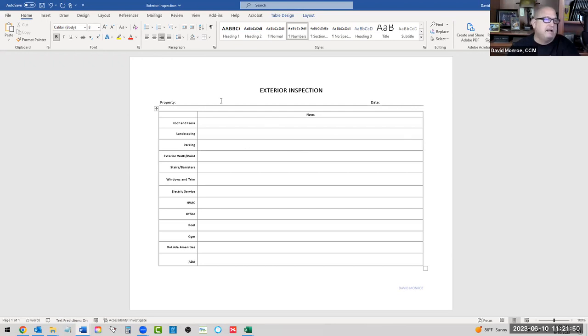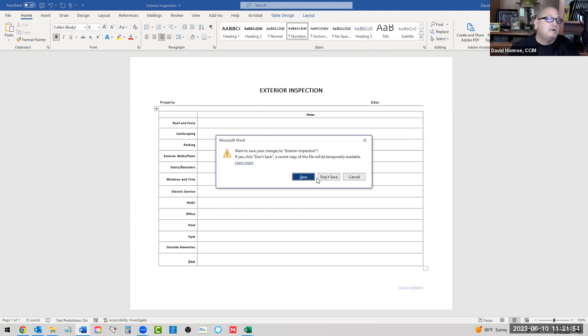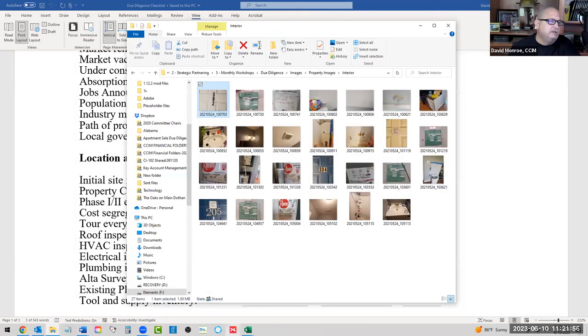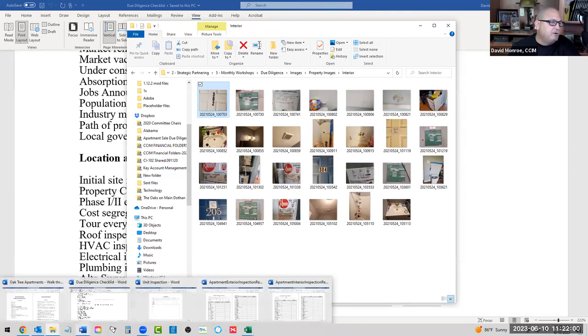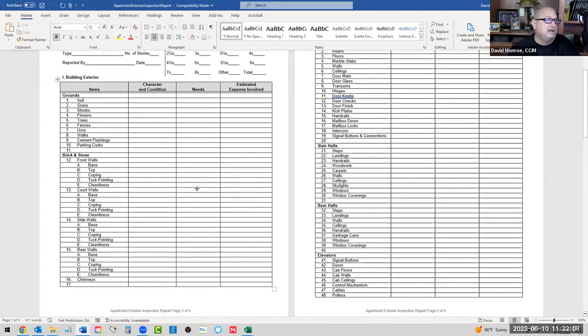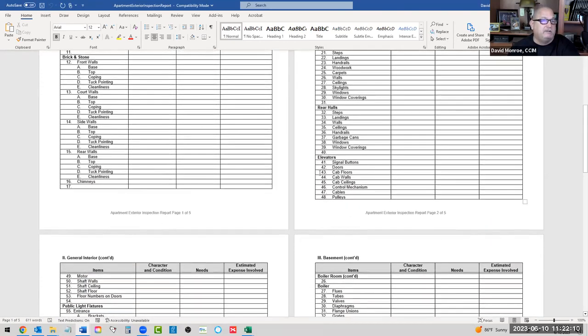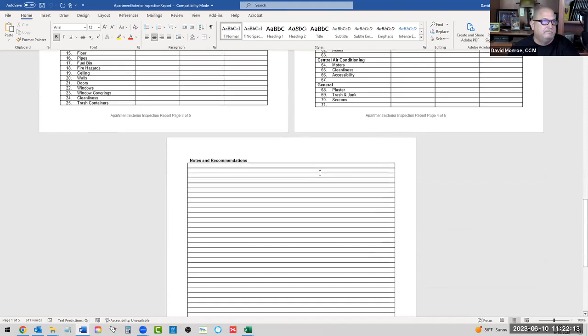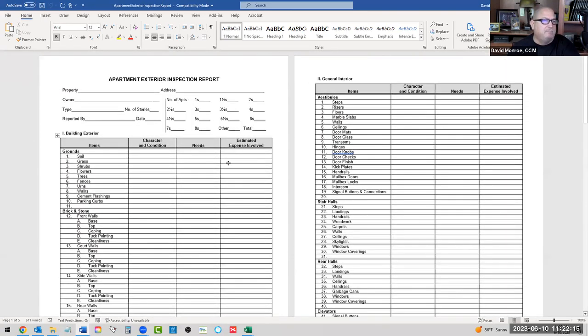So that's all there is to my exterior inspection checklist. You might make any changes to it. I also provided, if that's not enough information for you, which is fine, IREM's exterior and interior inspection checklists. It is a lot more detailed than mine. So you have both that you can take from and create your own if you want to.